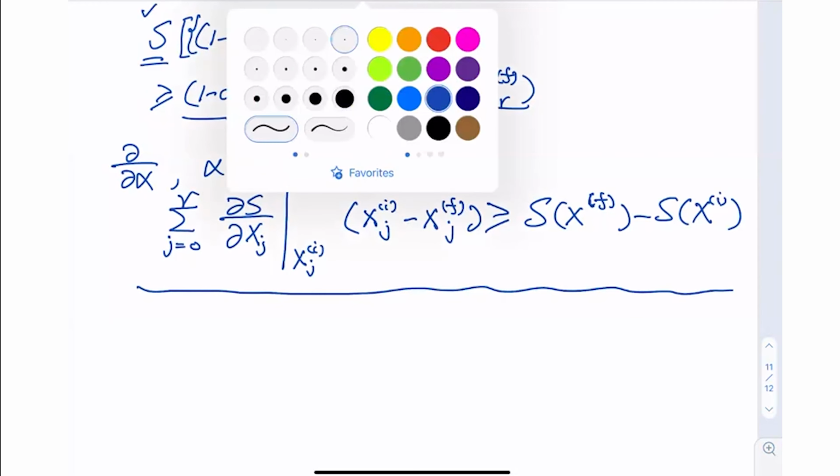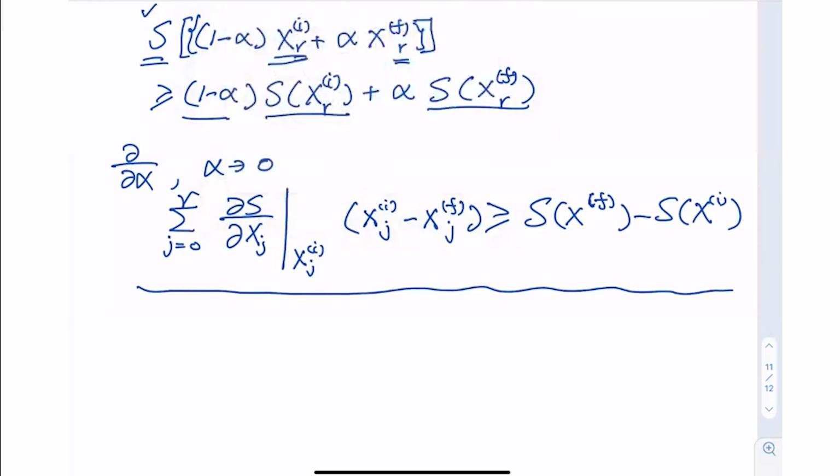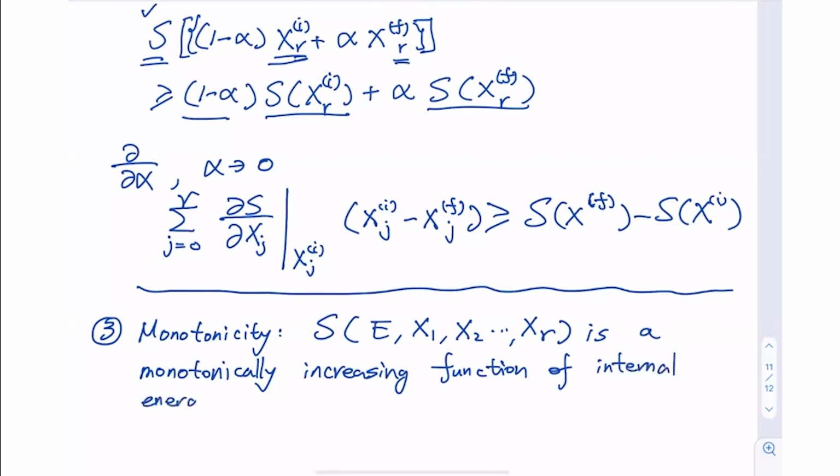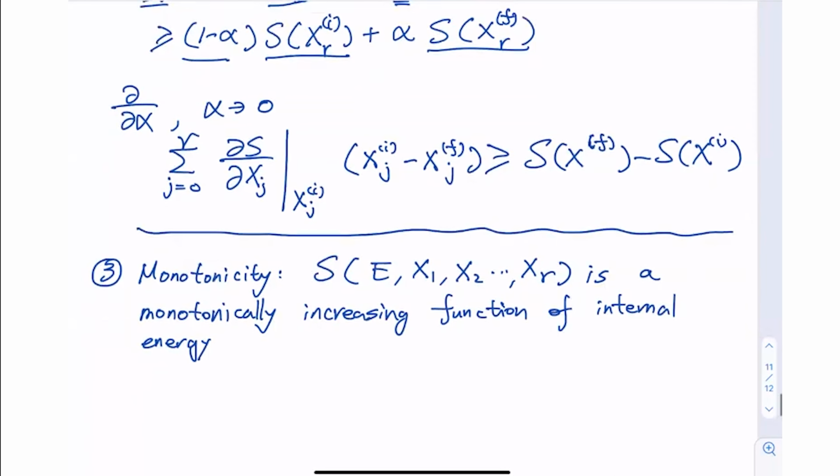Okay. So the next property of the entropy is that it is a monotonic increasing function of the internal energy. So energy plays a special role in defining the entropy. So I'll just use E to represent X naught, the internal energy, or simply just the energy.